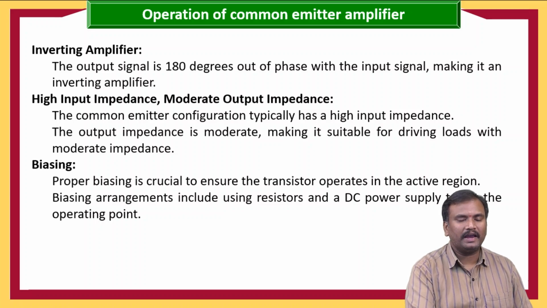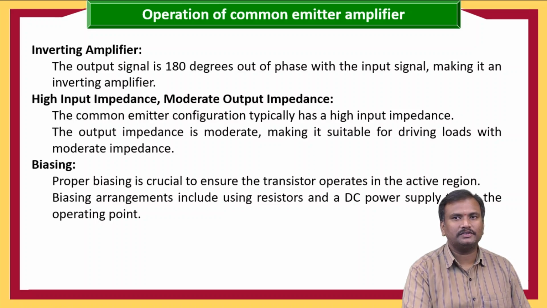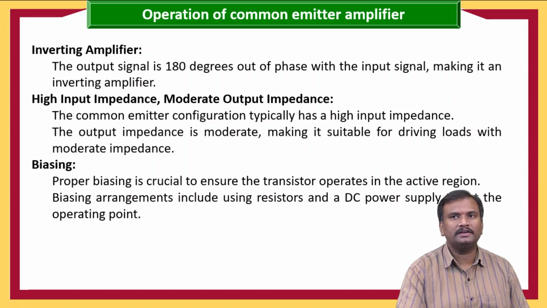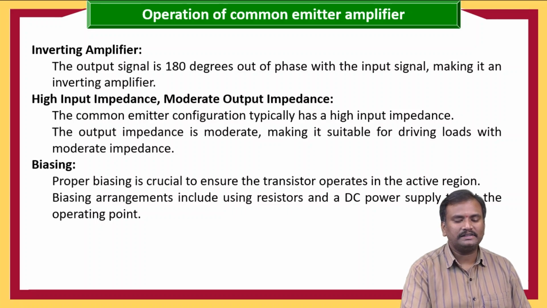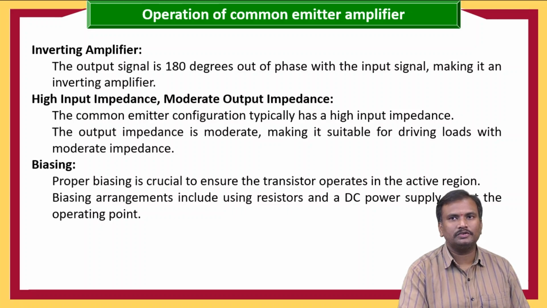And the next one is biasing. Proper biasing is crucial to ensure the transistor operates in the active region, and biasing arrangements include using resistors and a DC power supply to set the operating point.